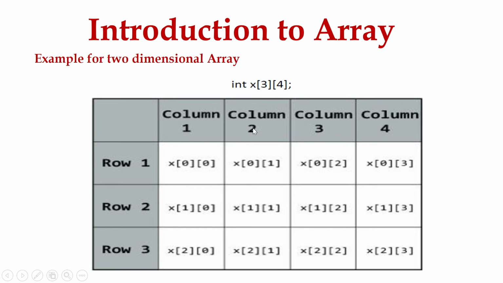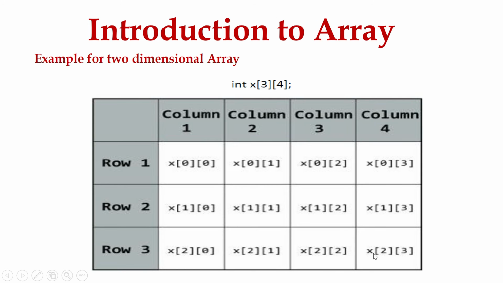So if I want to refer to this location, x is the array name: x of 0, comma 0, and this one is 0, comma 1, and to refer to this location 0, comma 2, and this is 0, comma 3, followed by 1, comma 0, 1, comma 1, 1, comma 2, 1, comma 3, and this is 2, comma 0, 2, comma 1, 2, comma 2, 2, comma 3. Since array index always starts with 0.